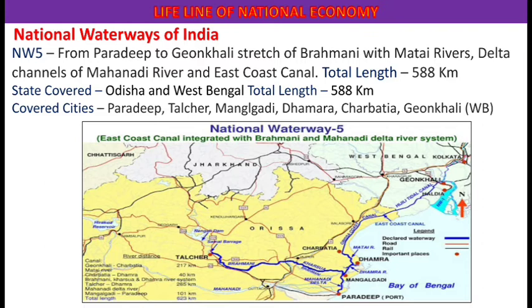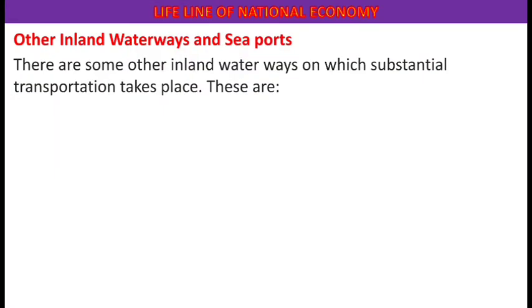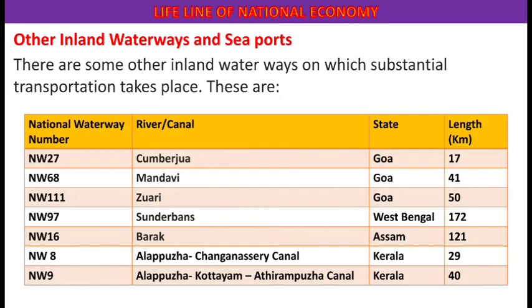It covers the cities Paradip, Talcher, Mangalgadi, Dhamara, Charbatia. These are in Odisha, and Geonkhali is in West Bengal. So this is all about the major 5 national waterways. Other inland waterways, I already informed you there are 111 national waterways in India. Among them, these are some other national waterways where transportation takes place.